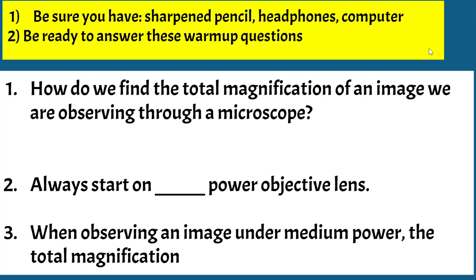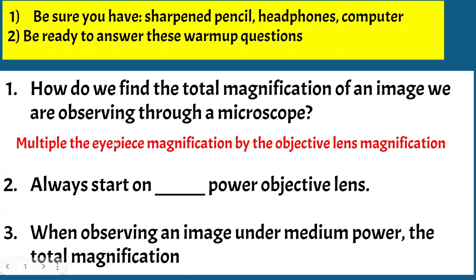How do we find the total magnification of an image that we are observing through a microscope? Well, we're going to multiply the magnification of the eyepiece times the objective lens magnification. So in our classroom, our eyepiece is always 10, and then our low objective is 4, our medium objective is 10, and our high objective is 40. So you would multiply 10 times whatever the number is of the other lens that you're using.